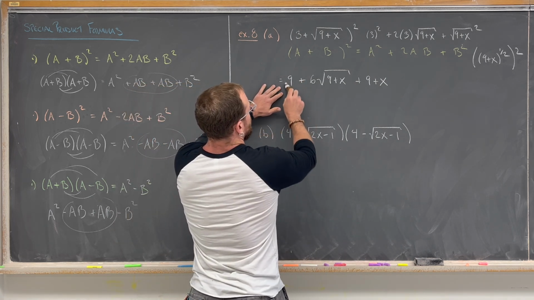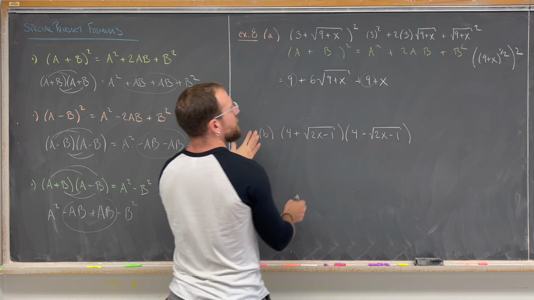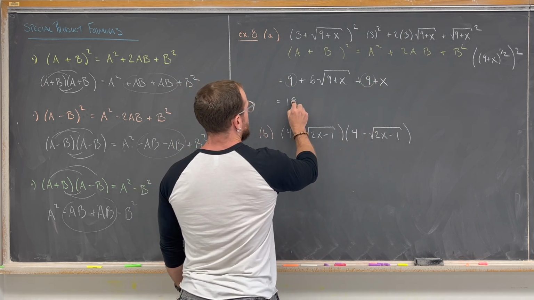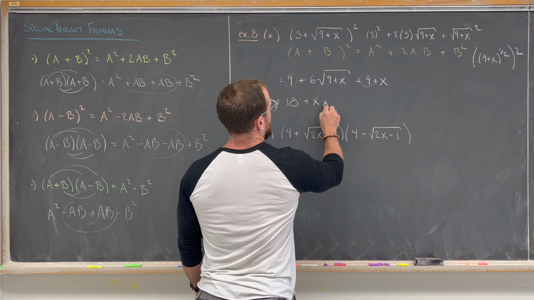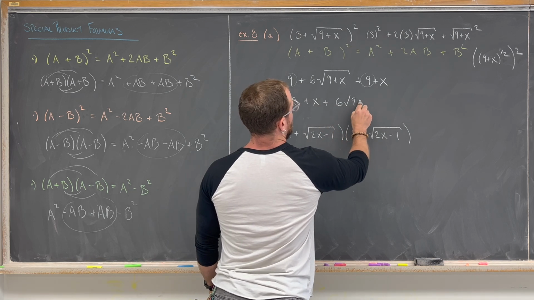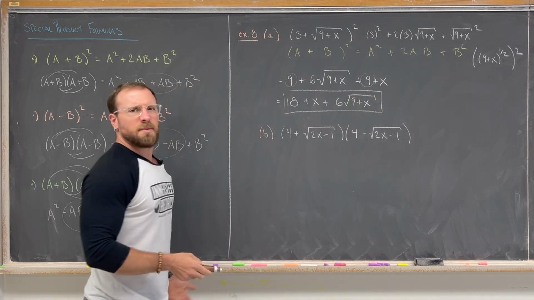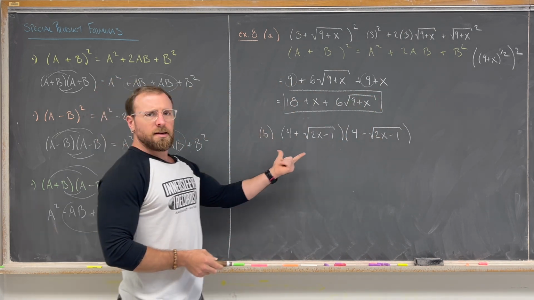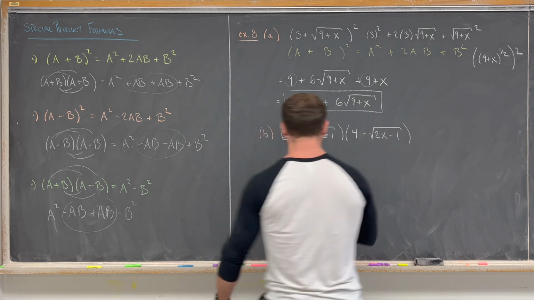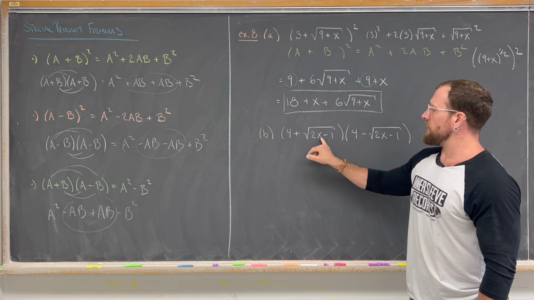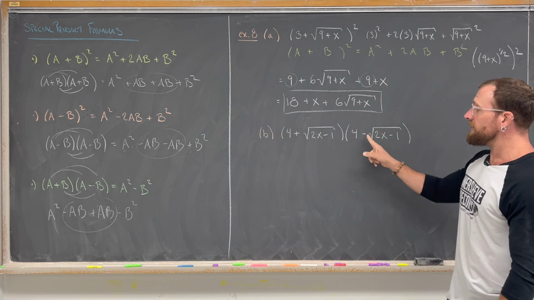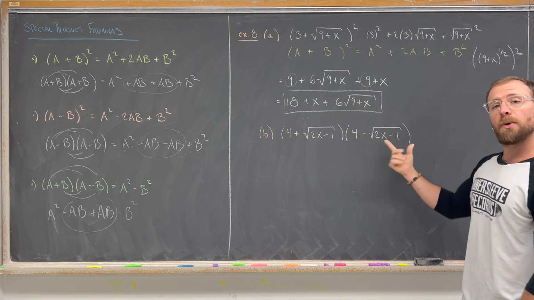It would be nice to combine the similar terms, the constant terms of 9 and 9, which give me 18. 18 plus x plus 6 radical 9 plus x. That's my final answer. And down here, well, we have the sum of 4 and the square root of 2x minus 1 being multiplied by the difference of 4 and the square root of 2x minus 1.